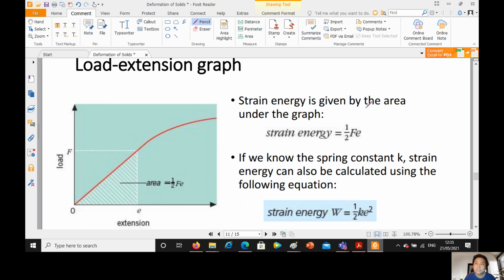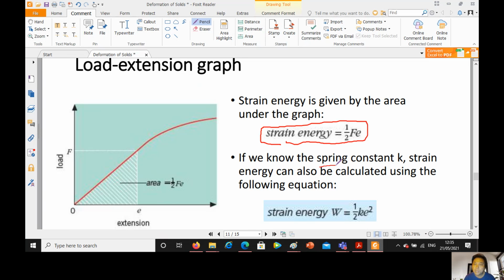So the string energy is given by the area under the graph. We can see in this case the graph is here, and the area under the graph is of course a triangle, and the area is the string energy. Because it's a triangle, it's base times height divided by 2, so it's half F times E. That's just the conclusion. I will explain it later.